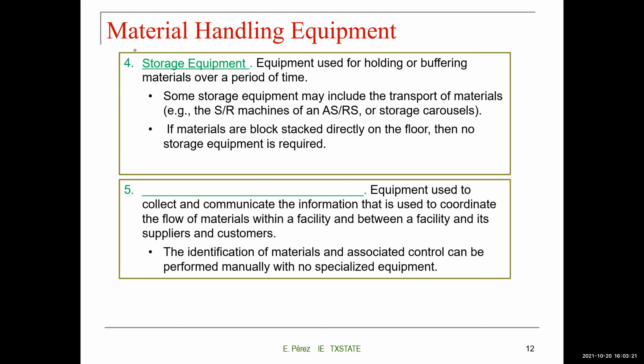Number 4 is the storage equipment. This is used for holding or buffering materials over a period of time. Some storage equipment may include the transport of materials. For example, the SR machines of an ASRS or storage carousel. If materials are block stacked directly on the floor, then no storage equipment is required.